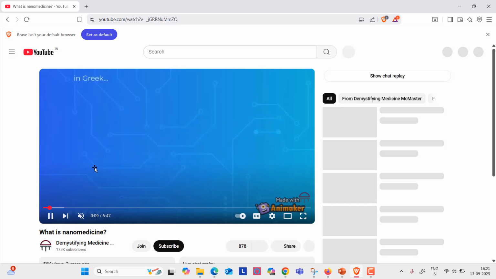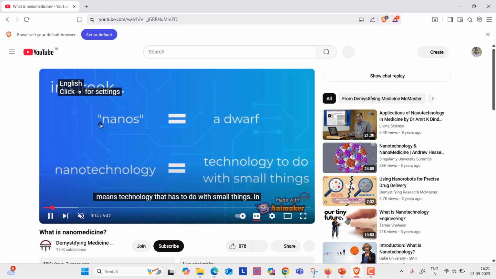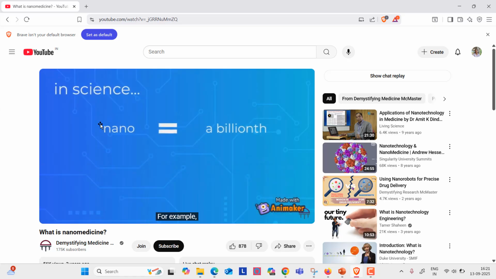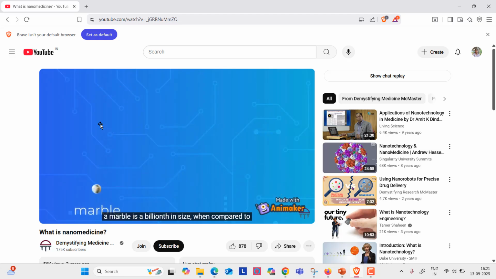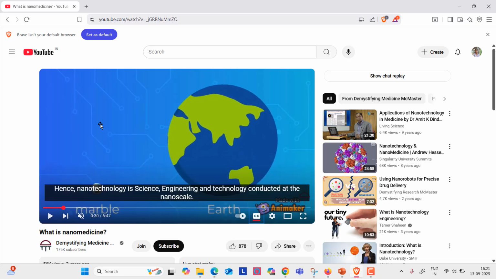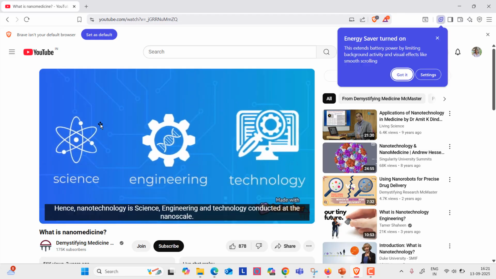Nanomedicine is based completely on nanotechnology. Nano means dwarf, which means a small thing, and nanotechnology is technology to do with small things. Nano also means a billion. For example, a nanometer is a billionth of a meter. To make things more visual, a marble is a billionth the size of the Earth. Hence, nanotechnology is science, engineering, and technology conducted at the nanoscale.